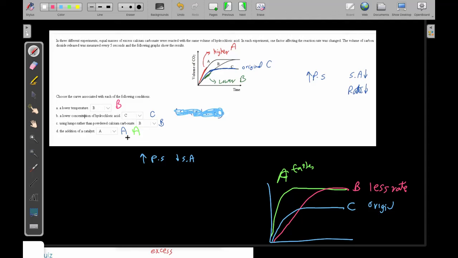And then the lower concentration of hydrochloric acid. Lower concentration means lower rate of reaction, but lower rate of reaction should not produce more of the quantity, because here P will produce more of the quantity. It should be the same quantity. That's why I choose C. Using lumps means the rate of the reaction has decreased. Why? Because the surface area has decreased, because the particle size has become bigger. Instead of powder, it becomes lumps. That's why the rate decreases, so it is B. And then the addition of a catalyst means faster, so the only one faster is the A.